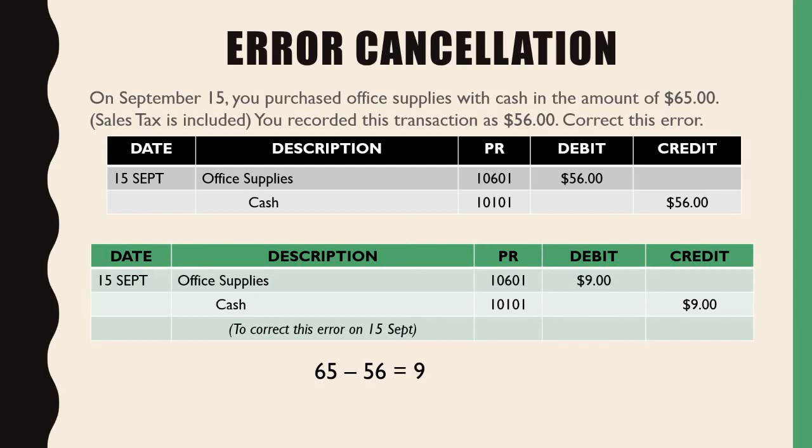I bought office supplies for $65, but I recorded it for 56. So therefore, I need to increase my office supplies and I need to pay more cash, $9. So that is the example here. I recognize the difference, that I need to increase my office supplies and decrease my cash, because I don't actually have those $9 anymore. All right.